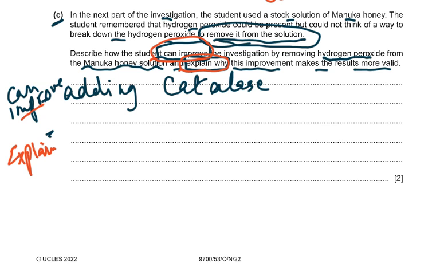What is the explanation for this? The explanation is that the results, which is the killing of the bacteria, is only due to the honey, or the MGO. So then we know that the bacteria is not being killed due to the hydrogen peroxide.